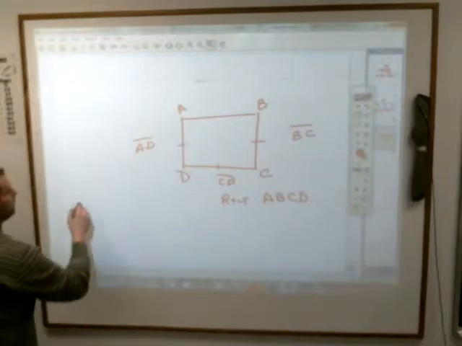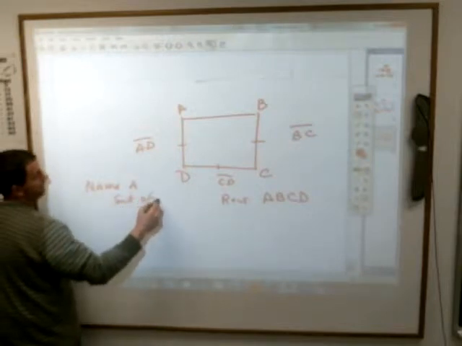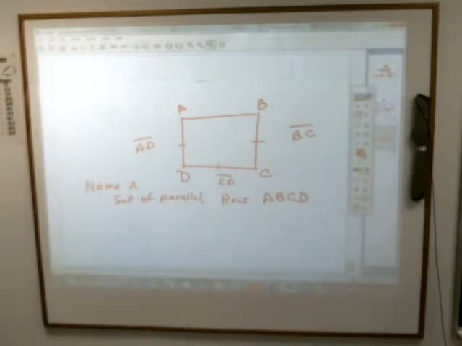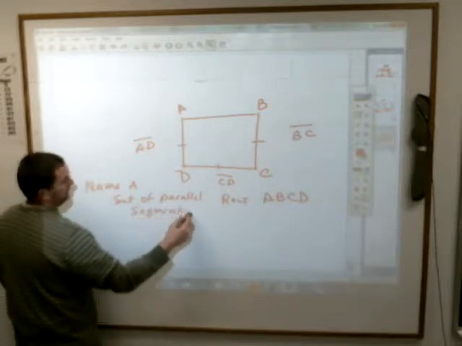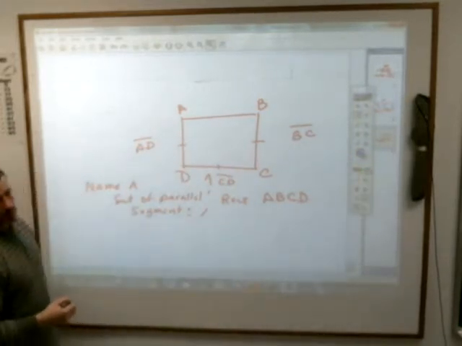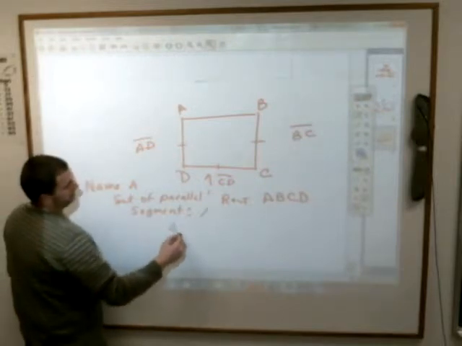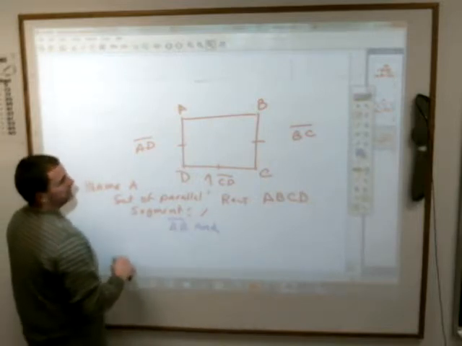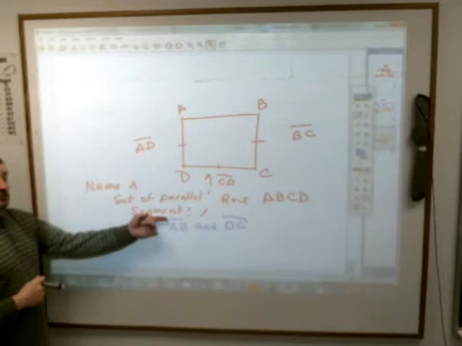They might ask you, name a set of parallel segments. If they asked you this, how would you tell me what segments are parallel there? Throw me a couple, just one. They said name just one set, so Alex, you could say, AB and DC, correct. And make sure you put the little line above it so you're telling somebody it's a segment.